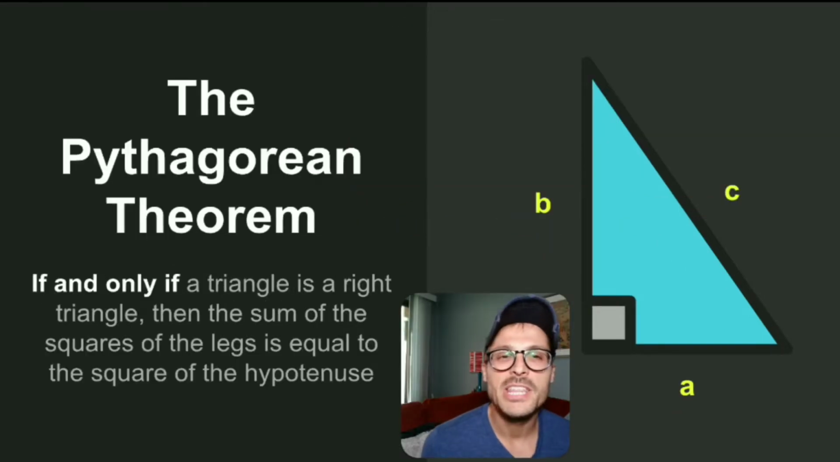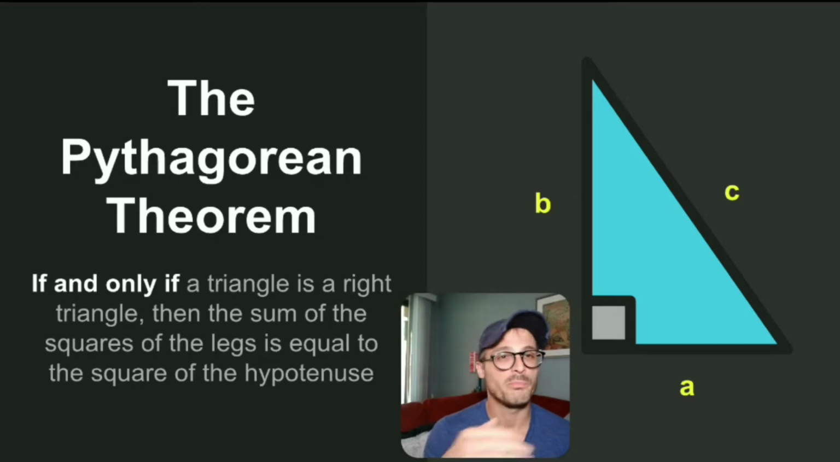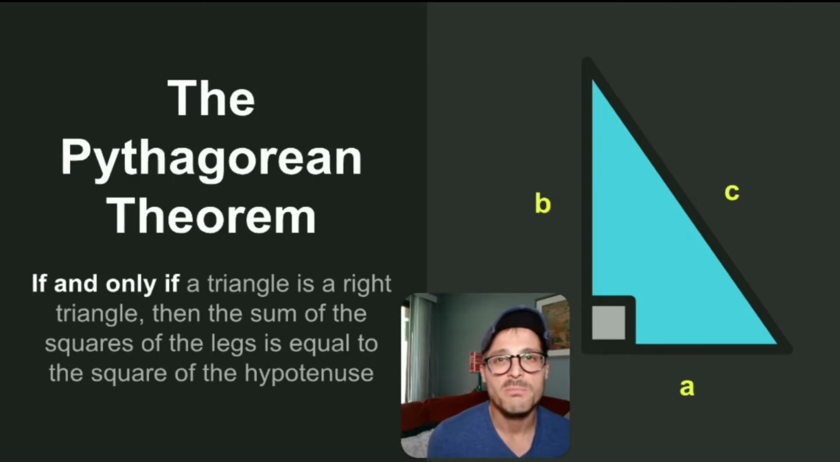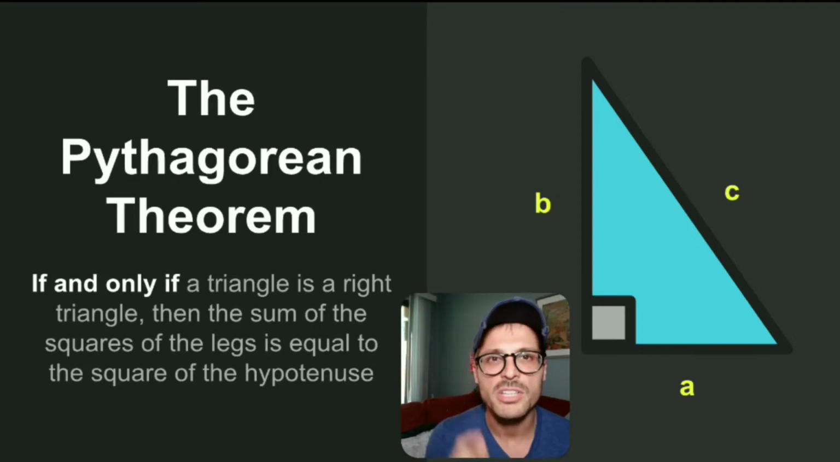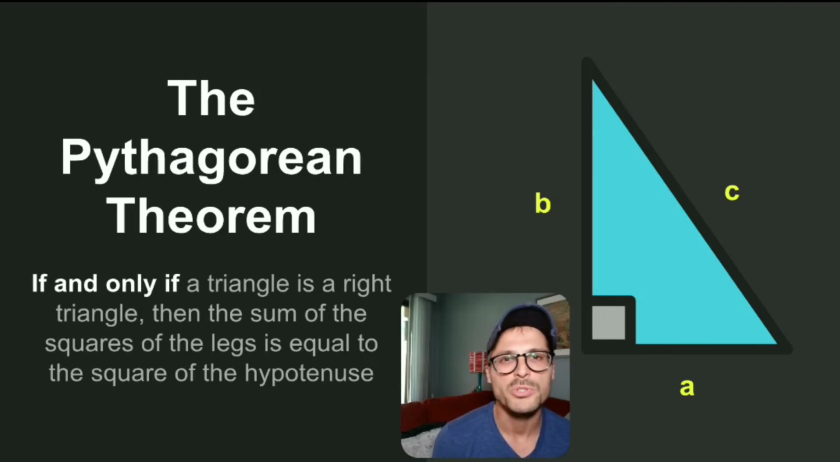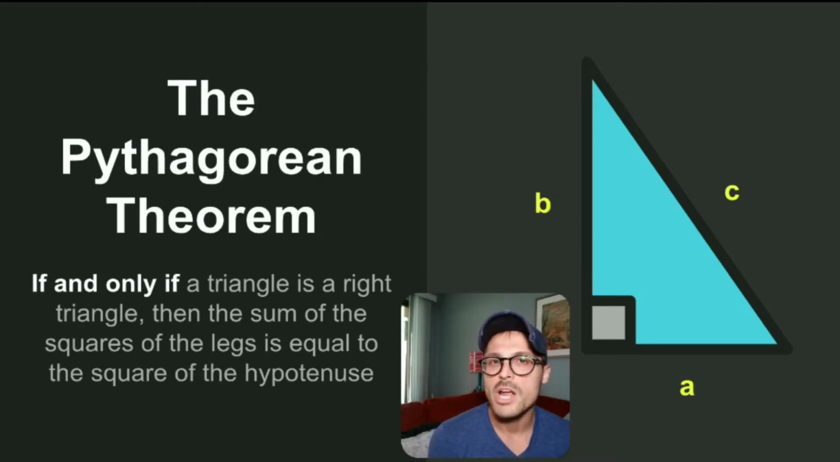The Pythagorean theorem. Now, this is what some would call the crown jewel of mathematics. The reason why is because it has been proven so many different ways. It has implications in all branches of mathematics. And it goes a little something like this. If and only if, and that's important, if and only if a triangle is a right triangle, then the sum of the squares of the legs is equal to the square of the hypotenuse.